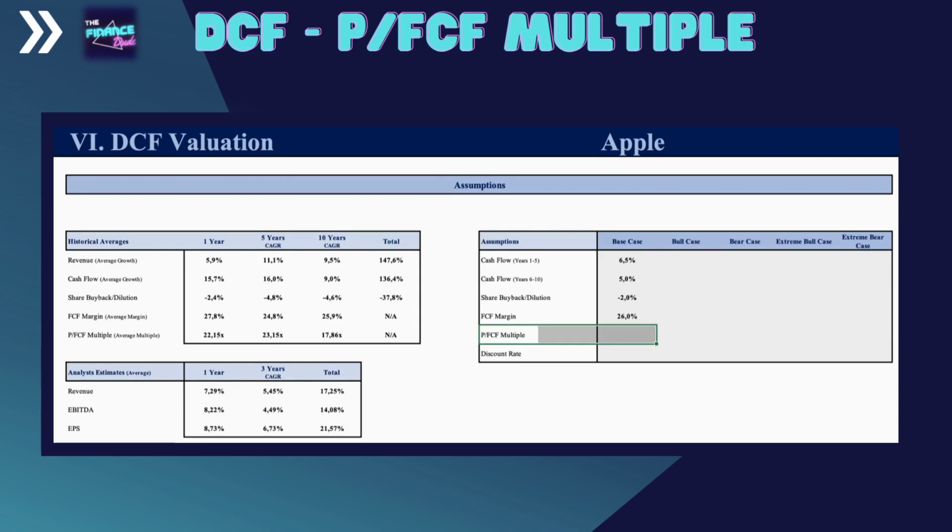To end the assumptions presentation, I couldn't skip price to free cash flow multiple. This multiple measures what the market will pay for a business at the end of the 10-year forecast. Although markets are now in a much better shape in terms of valuation when compared to COVID bubble, valuations these days aren't a concern for many investors.